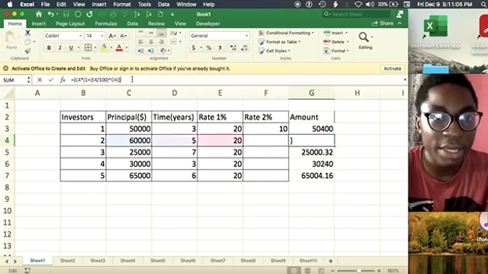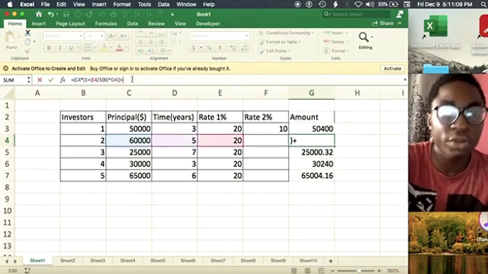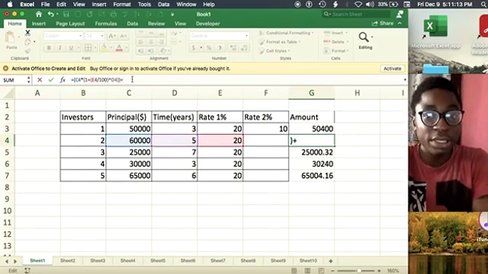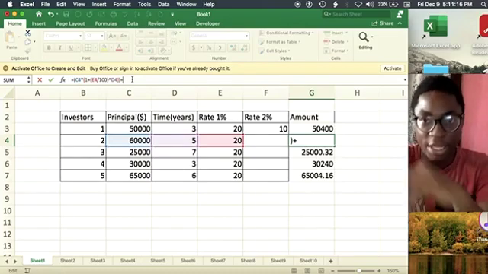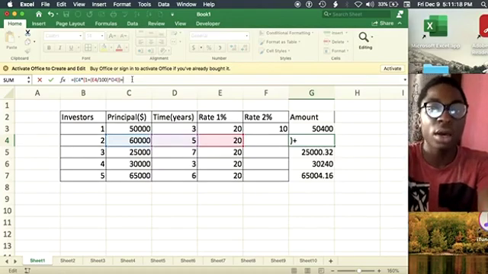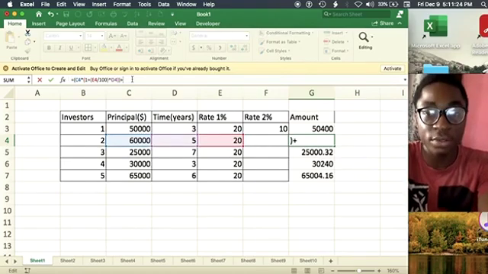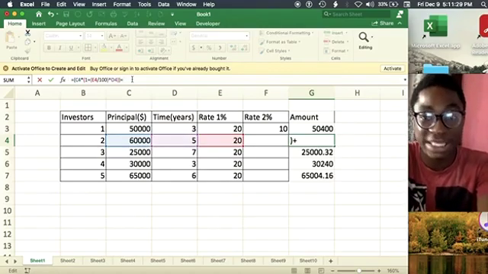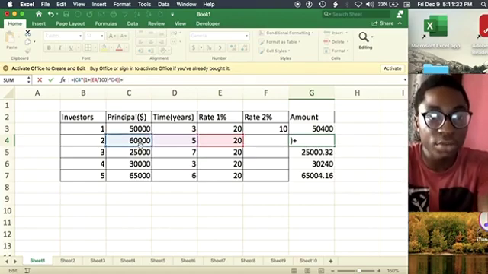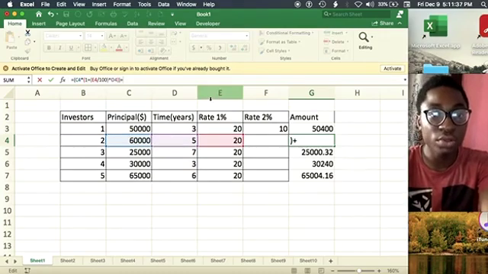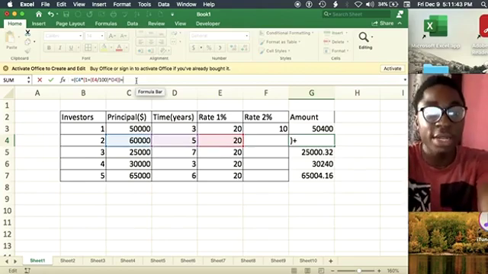So I'll just go to the formula here, and I will need to add an amount. Those investors who invested more than $50,000 will have an interest of 10% on the additional amount. So for investor 2, he invested $60,000, right? So he has an extra $10,000 invested. So what we need to do is calculate an interest. We'll add an interest of 10% on that additional money. So let's do it like this.